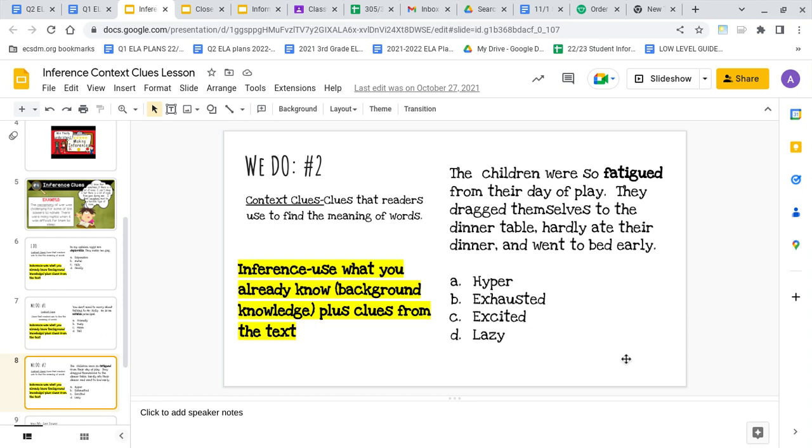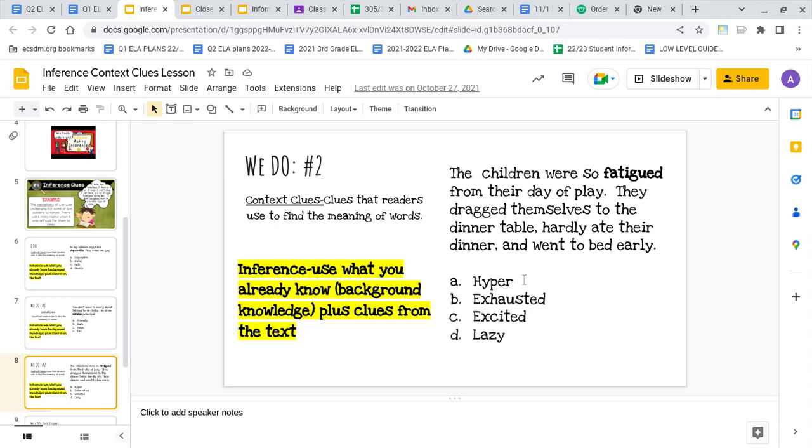They were so fatigued from their day of play. So now I see from their day of play. Nothing in here is telling me that they're sick. I just know they go to bed early. They hardly ate their dinner. They were playing all day. They have to be exhausted. That is the only one that makes sense.